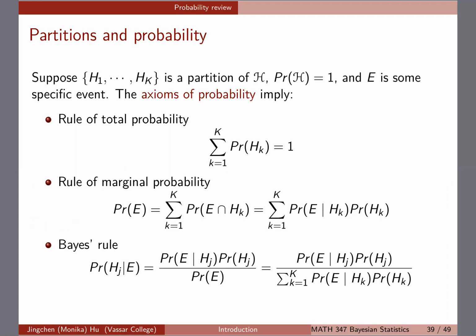The rule of total probability, which we talked about before, says that if you have a partition, then the probabilities of each of the sets of the partition should sum up to 1. That's actually by definition of a partition, you have to satisfy that. The second one is the rule of marginal probability. I'm going to pause here for a little bit so you can reason through why the rule of marginal probability makes sense here.